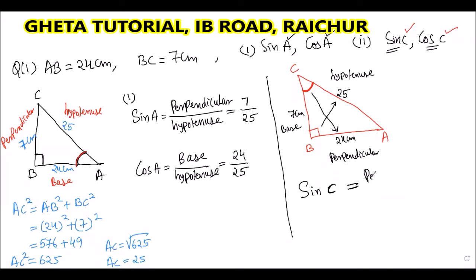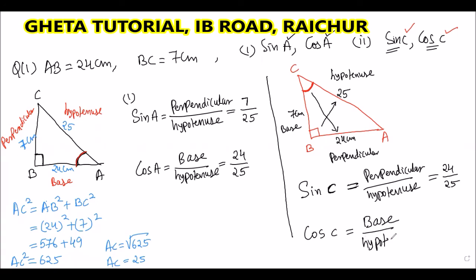So sine C, the ratio is the same: perpendicular by hypotenuse. What is the value of the perpendicular in the second figure? 24, divided by the hypotenuse 25. So sin C is 24 by 25. Now cos C, the ratio is also the same: base by hypotenuse. In the second figure, the base is 7 centimeter and the hypotenuse is 25. So 7 by 25 is the answer.